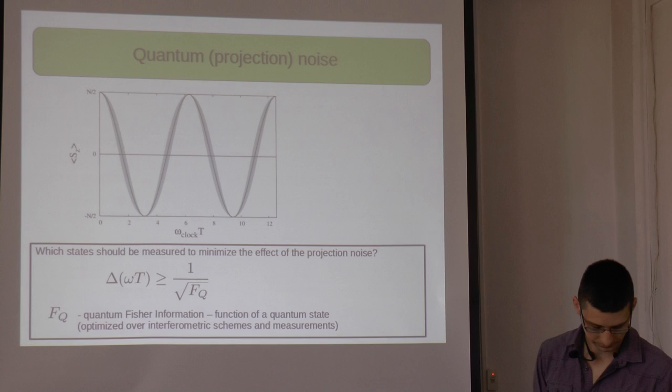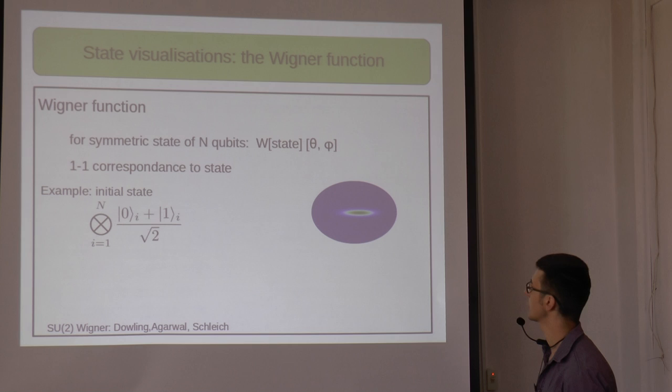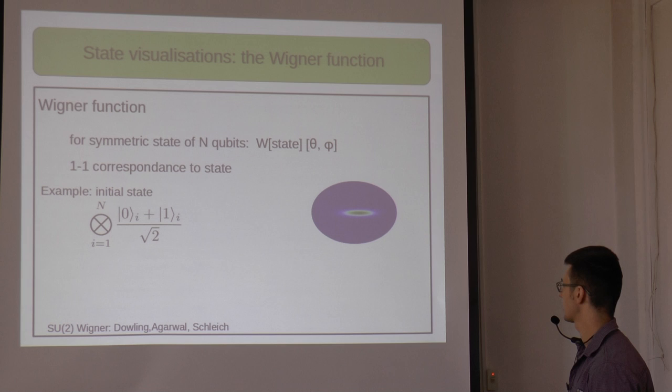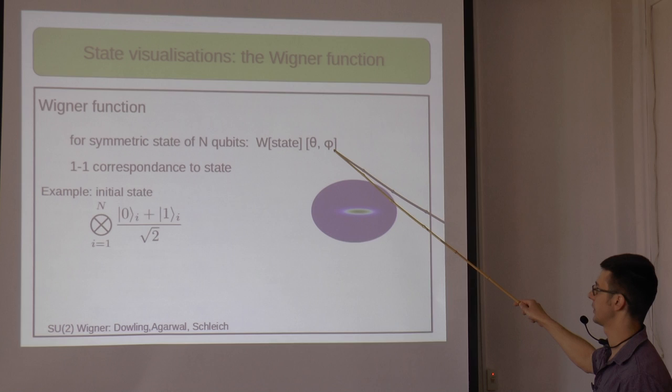But before I tell you how I understand this Fisher information, I wanted to say a few words about the Wigner function, which is actually a very useful tool here. The Wigner function is a function you compute for a state, and it is a function of theta and phi. I'm speaking specifically about n qubits.